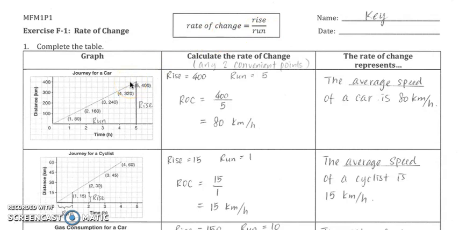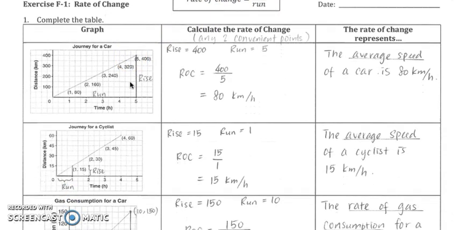Number 1, complete the table. So for each graph, we're going to calculate the rate of change and also write down what the rate of change represents. So to do this part, you will have to pay attention to the y-axis and the x-axis labels, or dependent and independent variables, to give you a sense of what the rate represents.